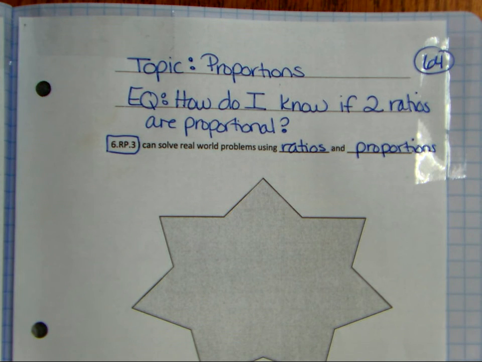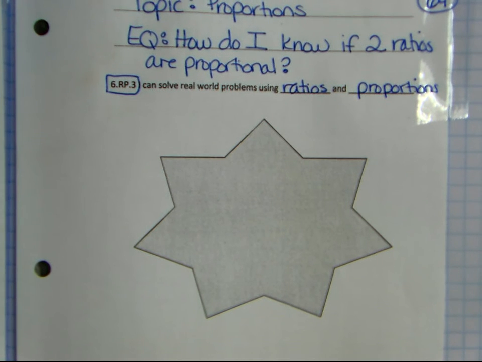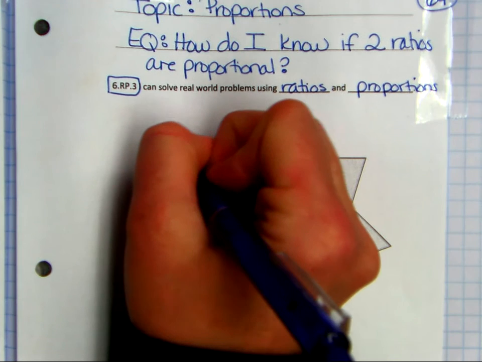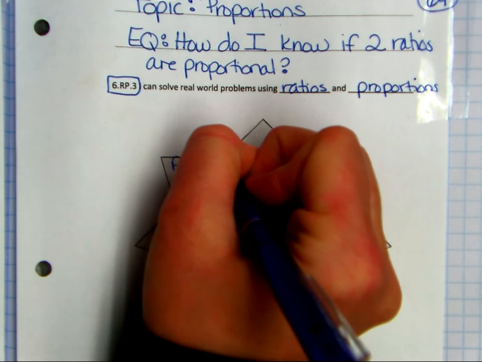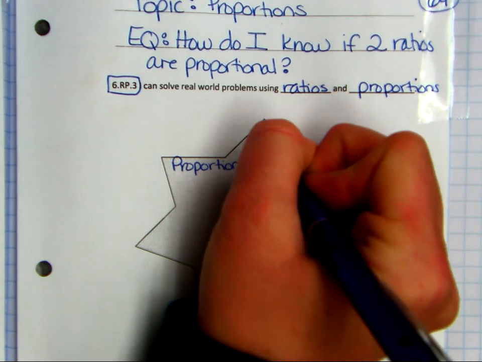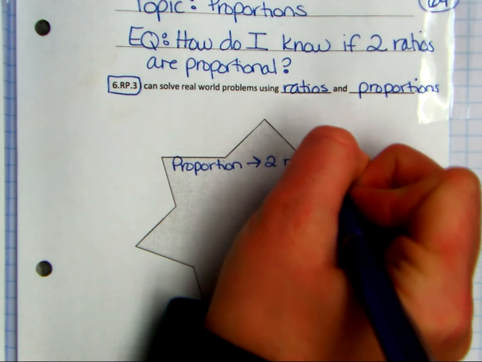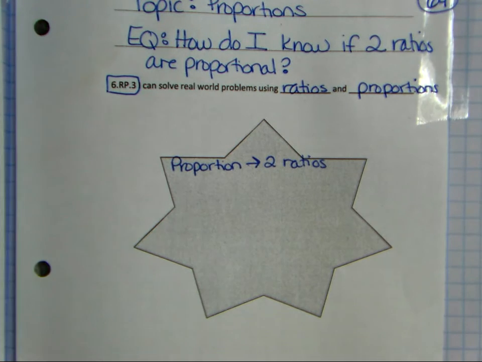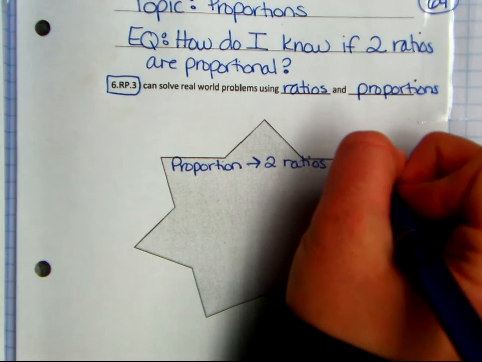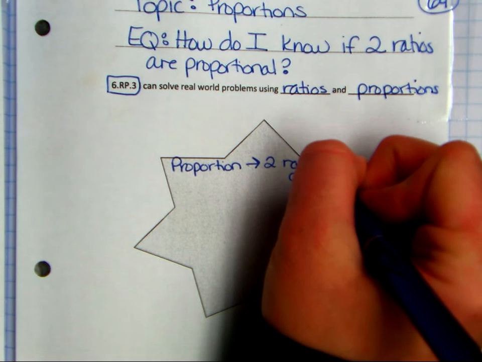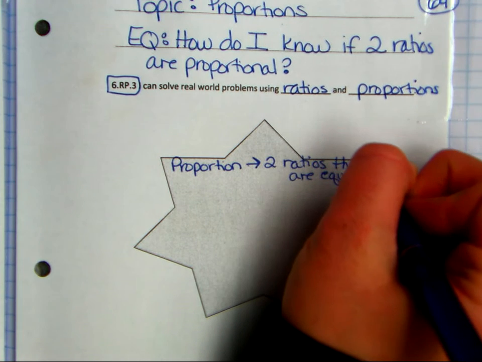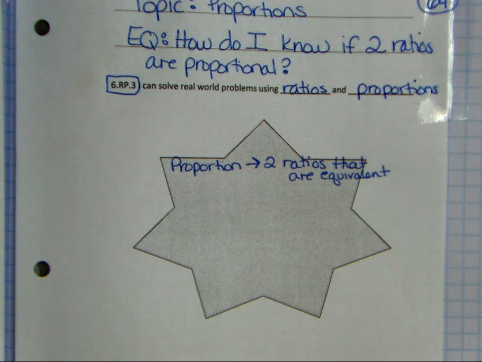So we're going to begin in our star that we have here, this fancy little star, and this is where we're going to first write what is a proportion. A proportion is basically two ratios that are equivalent. Okay. So equivalent, we understand, means they are the same.